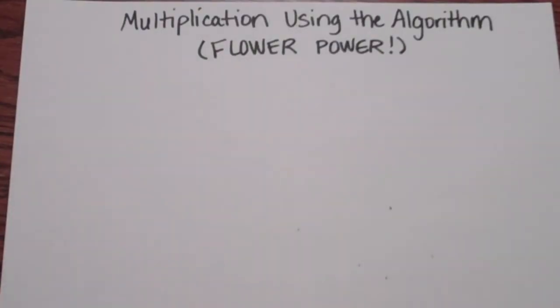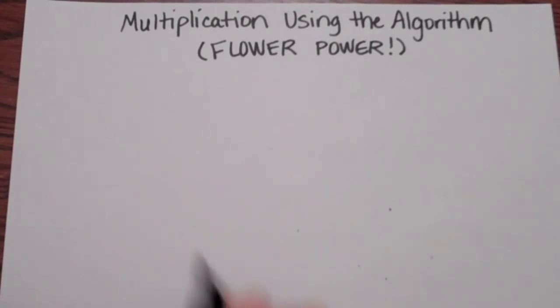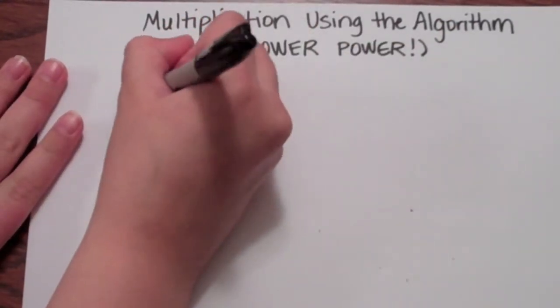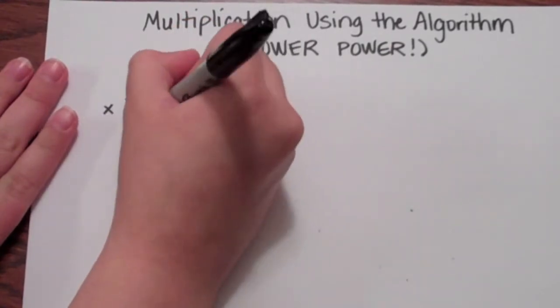It's Miss Catlett with multiplication using the traditional algorithm. This is probably the way that your parents learned how to do multiplication of 2-digit by 1-digit numbers or bigger. I like to call this flower power because that's how I remember which order to multiply the numbers. So for example, let's start out with 28 times 4.